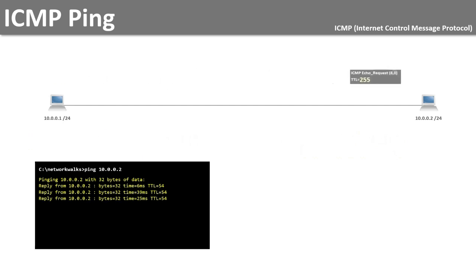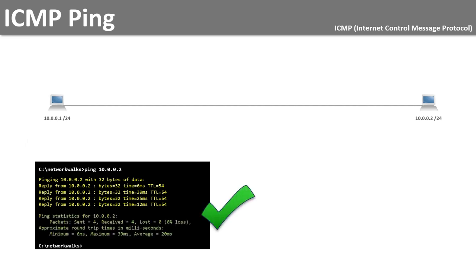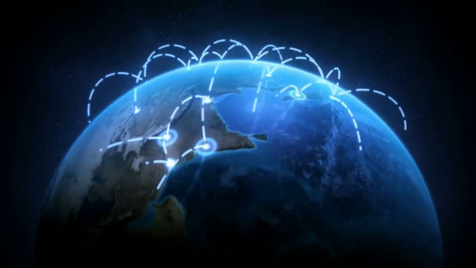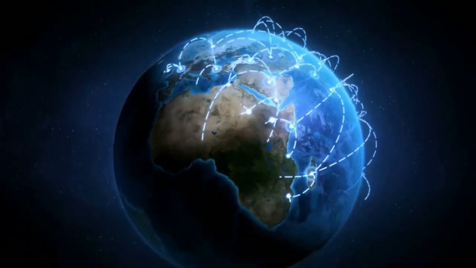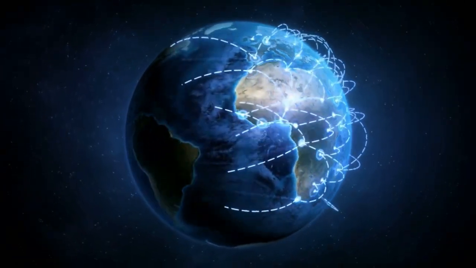ICMP is crucial for network troubleshooting and diagnostics. It is used by tools like ping and traceroute to help identify where in the network the problem is occurring. It allows network devices to communicate about errors and failures so that issues can be resolved.